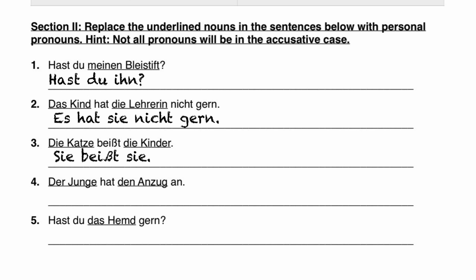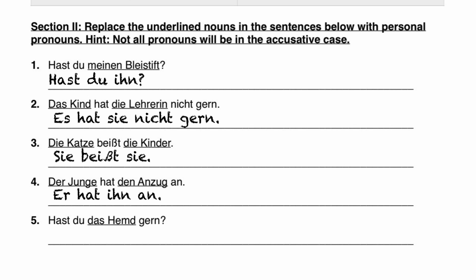Nummer 4. Der Junge hat den Anzug an. The boy has the suit on. Der Junge has der in front of it, which means that we have to have an r at the end of our pronoun, er, and den Anzug has an n at the end of the der word, and so we have to have an n at the end of the pronoun as well.